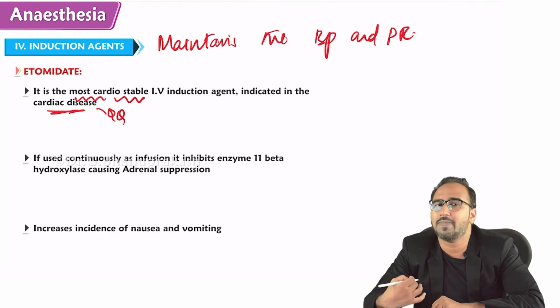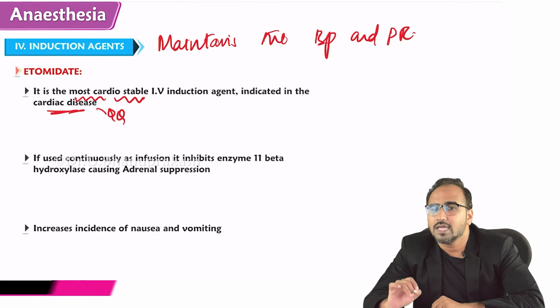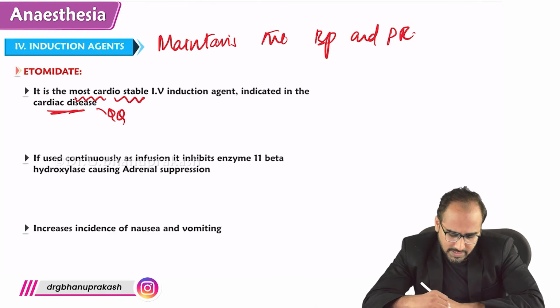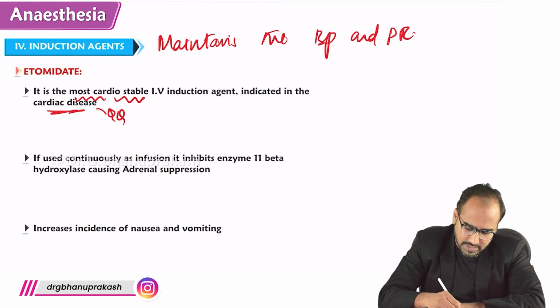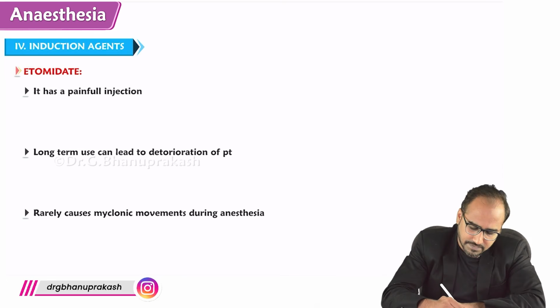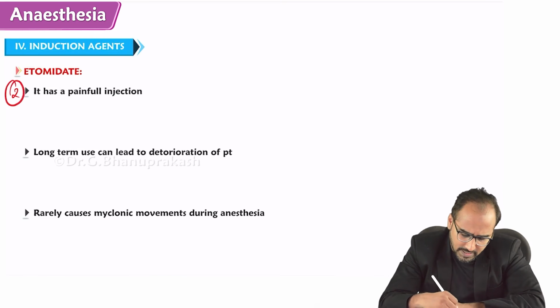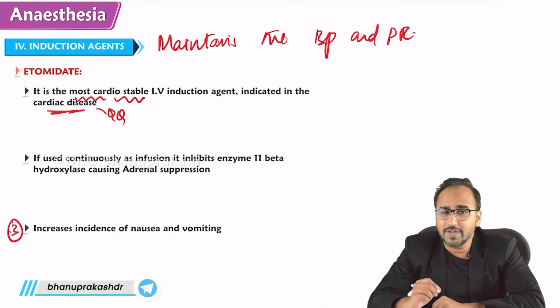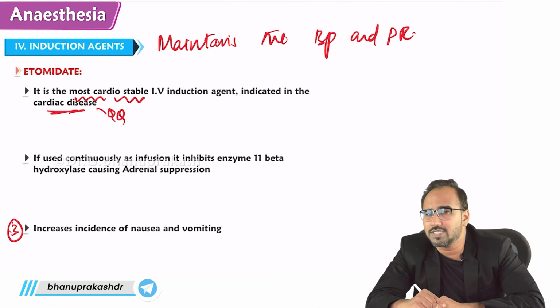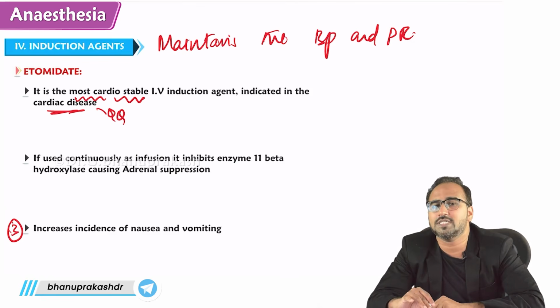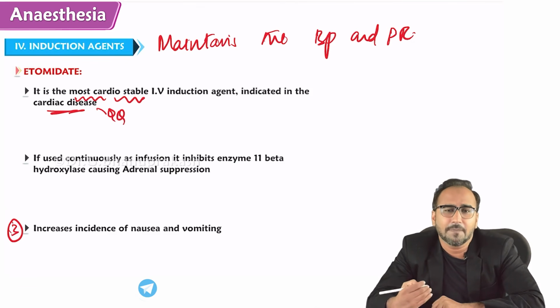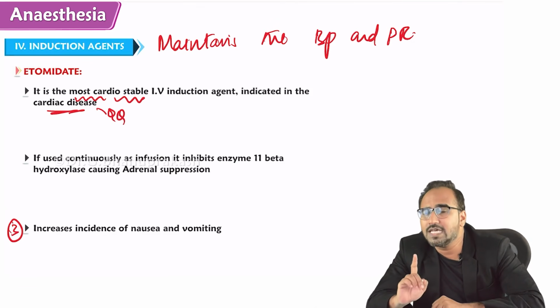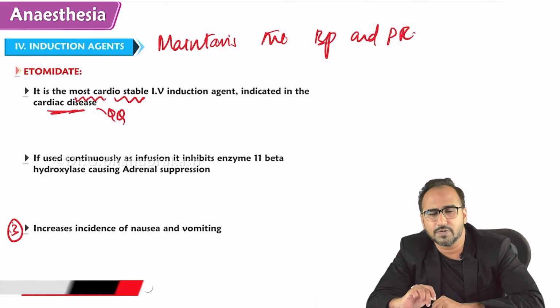But the bad points of Etomidate are what? Etomidate is a painful injection that causes nausea and vomiting. Mark this as the second point. The IV induction agent that prevents nausea and vomiting was Propofol. The IV induction agent that causes nausea and vomiting is Etomidate. Apart from that, you can never give Etomidate as a long-term infusion.